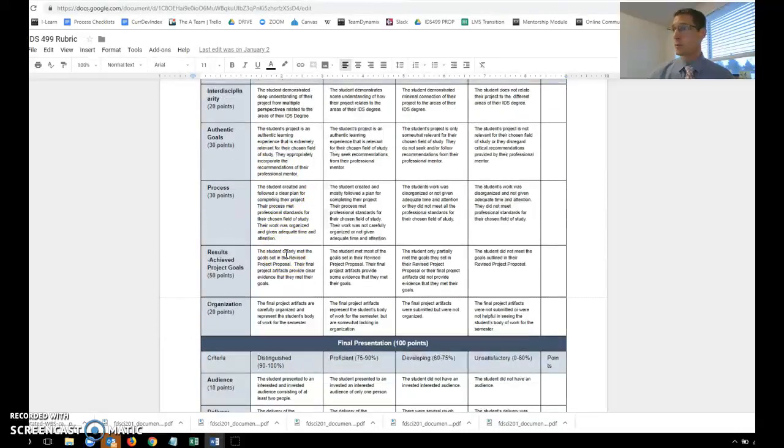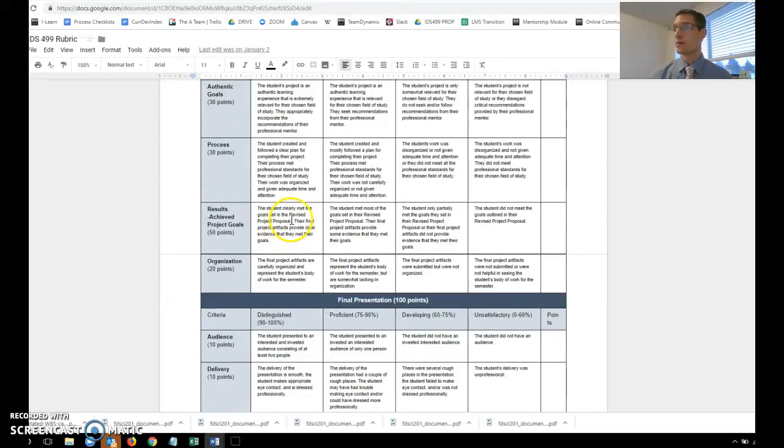Did the student create a clear plan? Were you working on it throughout the semester, or were you rushing to cram it in at the very end? Did you meet the goals of your revised project proposal? Did you provide clear evidence that you met your goals? So that's a really important one. You'll see that that's graded highest.